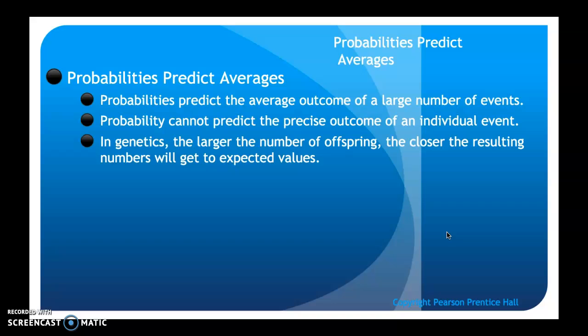Probabilities predict averages. So Punnett squares give us probabilities, and they predict the average outcome of a large number of events. Probability cannot predict the precise outcome of an individual event. So we're asking, what are the chances of this happening if we know the parents? In genetics, the larger the number of offspring, the closer the resulting numbers will get to the expected values.